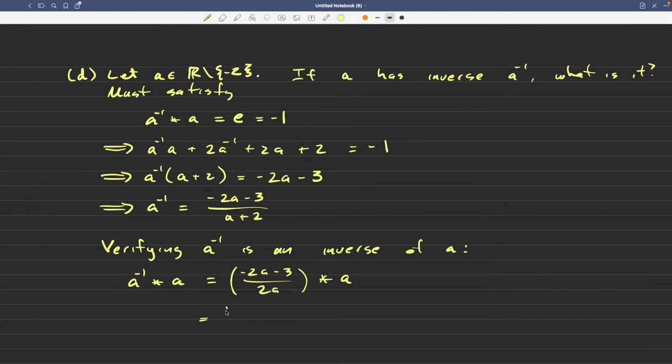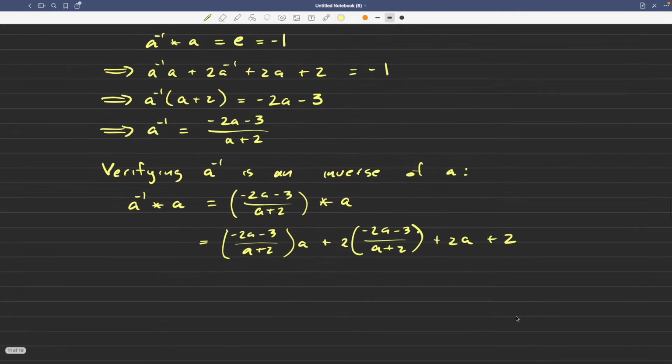So I'd get negative 2A minus 3 over 2A times A, plus, then I do 2 times the first thing. Should be A plus 2 there, sorry. Then you do 2 times the second term, which is just A, and then plus 2. And hopefully this all reduces down to the identity, which we know is negative 1.